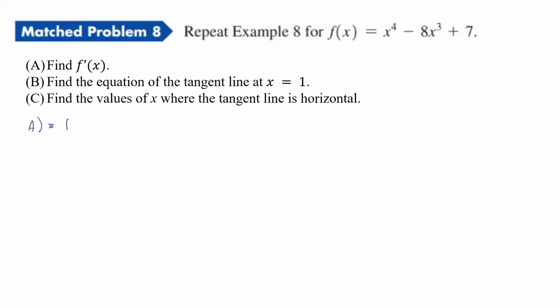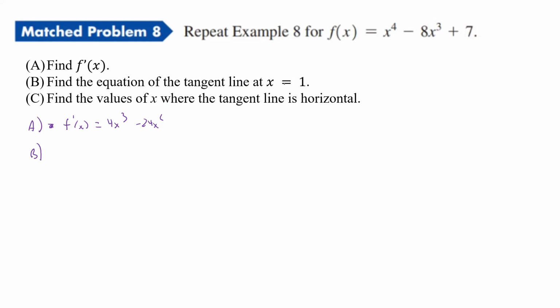So, f prime of x is equal to what? Well, that's going to be 4x to the third, minus 24x squared, and then the 7 goes away. We don't have anything else to do there. So that's B.